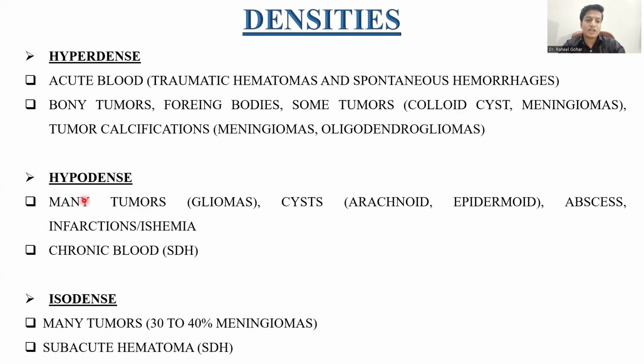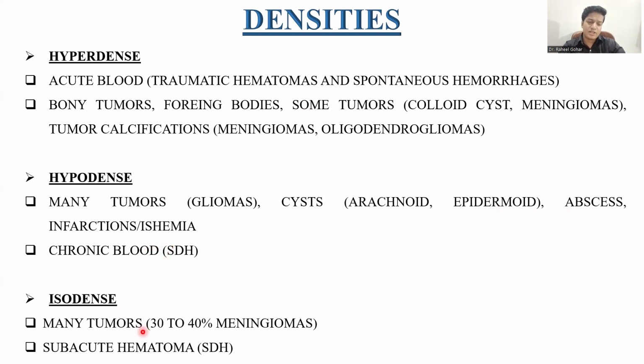Then there are hypodense lesions. Most of the tumors which we will see appear hypodense to the brain parenchyma, and most of these include the gliomas. Then there are different cysts like the arachnoid cyst. The arachnoid cyst appears similar to CSF. It is usually hypodense as compared to the brain parenchyma. Then the epidermoid cyst, all those abscesses, infarcts, ischemias, and chronic blood.